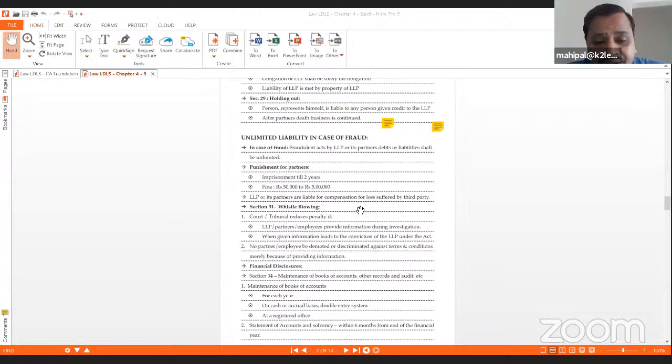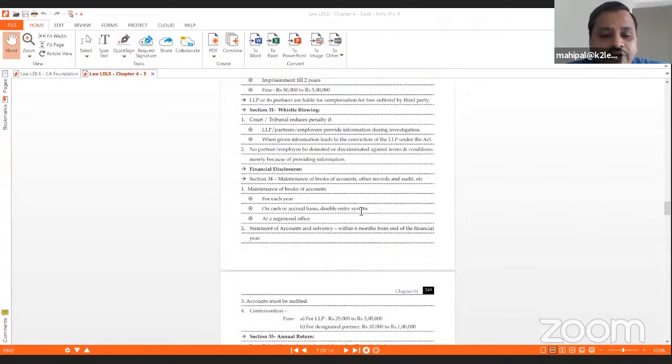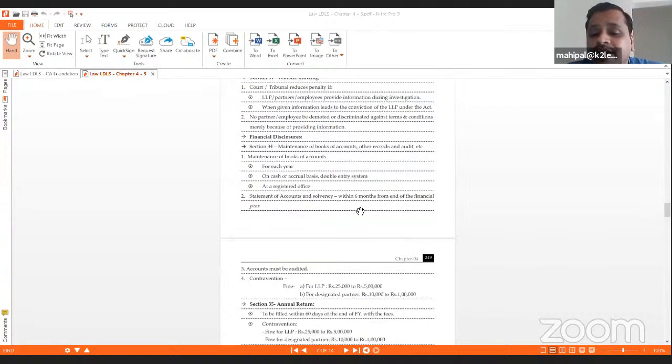Financial disclosure. They have to maintain the books of account for each year on cash basis or accrual basis and double entry system with a registered office. They have to not only file the annual returns, but also file the statement of accounts and solvency within 6 months of the financial year.